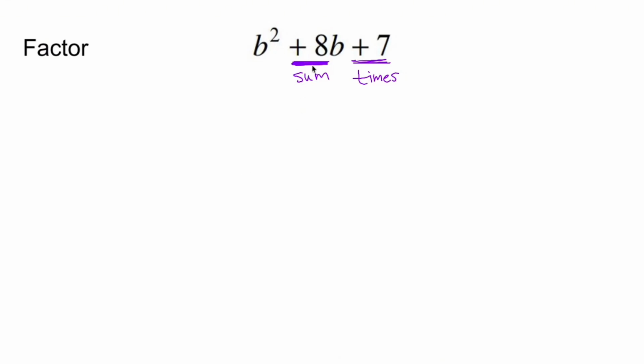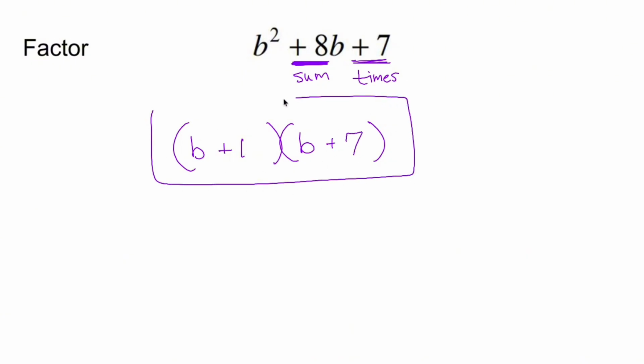So 2 numbers whose sum is 8, they add up to 8, and whose product is 7 are going to be 1 and 7. So you set up parentheses, you put your b's here. If these add up to 8 and multiply out to 7, it's b plus 1, b plus 7. It doesn't matter the order that you write them out in, as long as they're both positive. Again, factoring a quadratic trinomial with the number 1 in front of b squared involves adding two numbers and multiplying the same two numbers to get these guys right there.